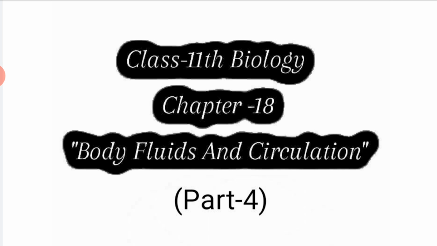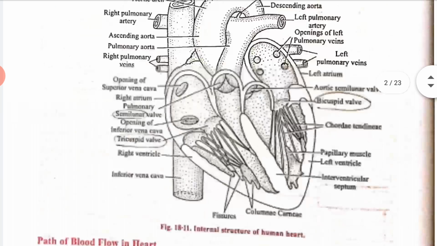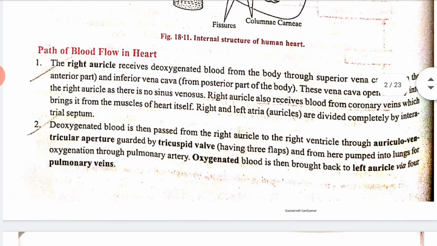So today we are going to start with the same chapter number 18, body fluids and circulation. And today we are going to learn about the various parts of the blood flow in the heart. Okay, so the right auricle receives the deoxygenated blood from the body through the superior vena cava, means from the anterior part, and the inferior vena cava from the posterior part of the body.